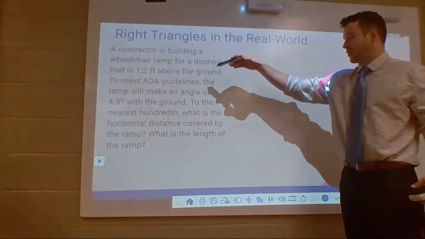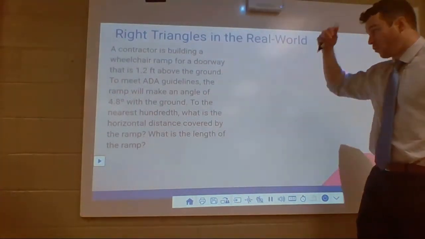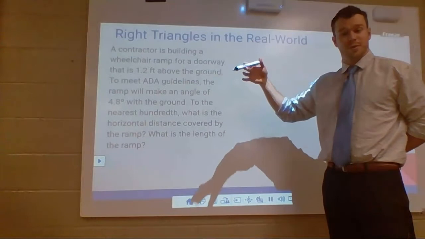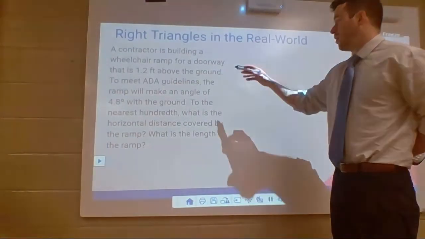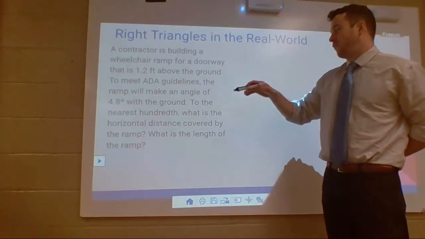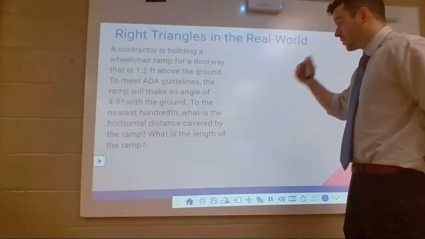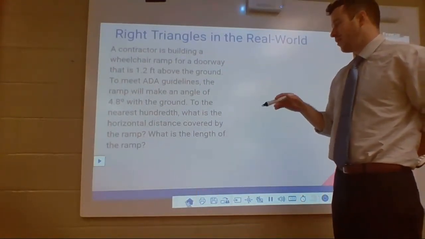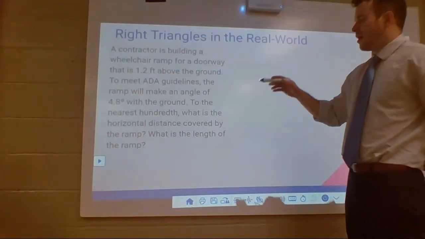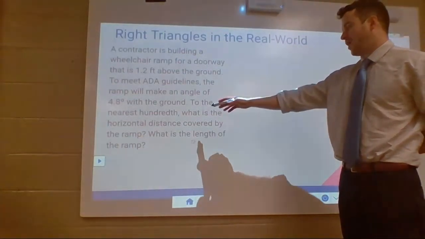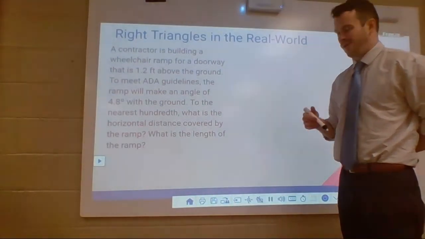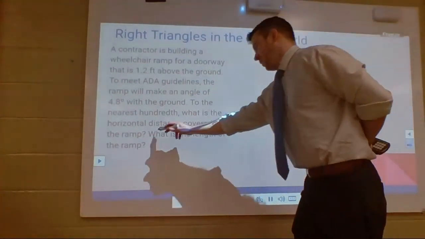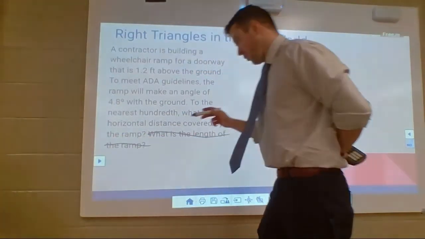This says a contractor is building a wheelchair ramp for a doorway that is 1.2 feet above the ground to meet ADA guidelines. So that's the Americans with Disabilities Act, actually, who makes these. To meet those guidelines, the ramp will make an angle of 4.8 degrees with the ground. To the nearest hundredth, what is the horizontal distance covered by the ramp? And what is the length of the ramp? For the sake of this, we're just going to find the horizontal distance covered by the ramp, because I don't want this video to go too much longer. So let's figure out that. We won't worry about the last part here, although I'm sure you could find it.